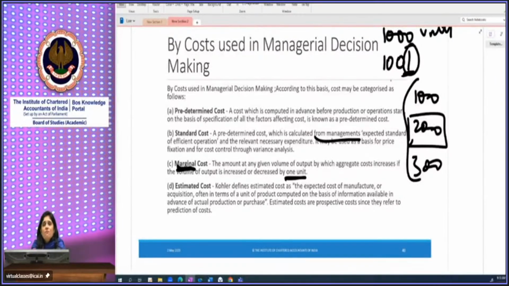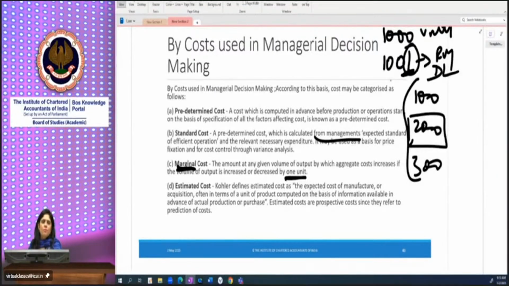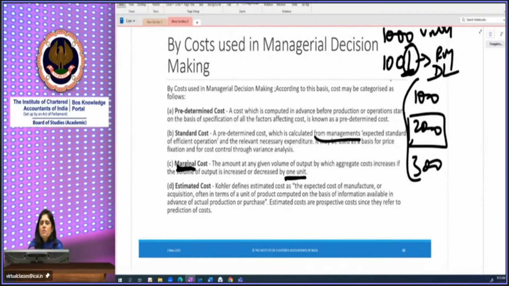If I'm producing 1 extra unit, I want 1 extra raw material also. I want direct labor also to produce this 1 unit. So marginal cost is also known as variable cost that changes with 1 unit also. Clear? So marginal cost is that additional cost that you will incur when you add 1 additional unit. The additional cost of this particular 1 additional unit is called marginal cost.